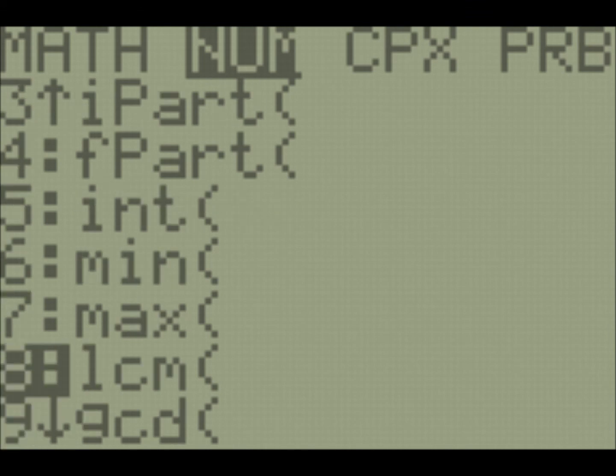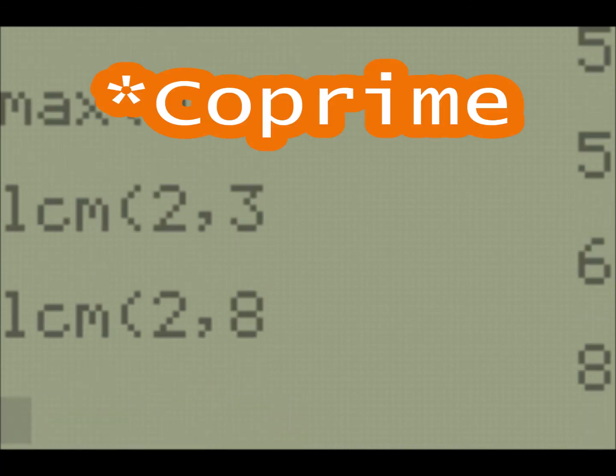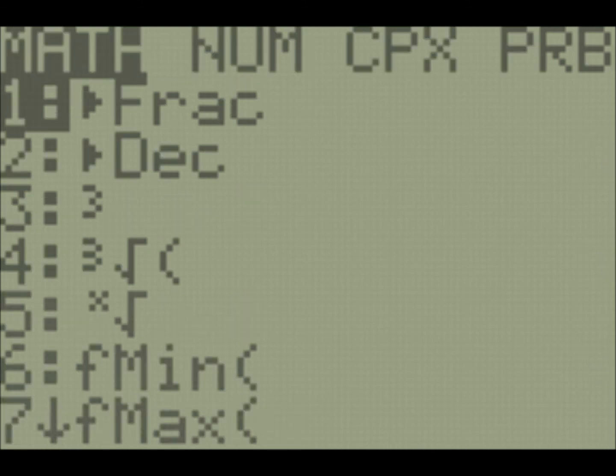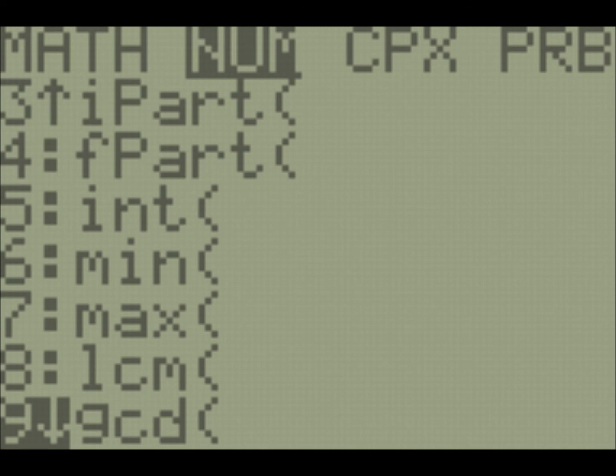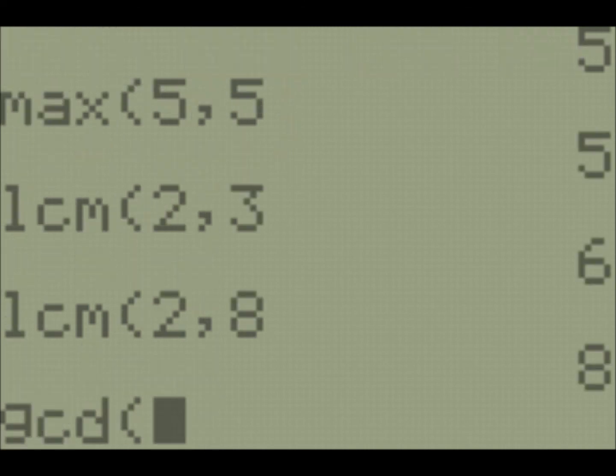Now our next command is LCM, which stands for least common multiple. So the smallest common multiple between 2 and 3 is 6. Least common multiple between 2 and 8 is 8. So if both numbers are prime, it'll be the first number times the second number. If they're not, it'll be the least common multiple of the 2 numbers. So that is that. Next command is GCD, which is greatest common denominator.